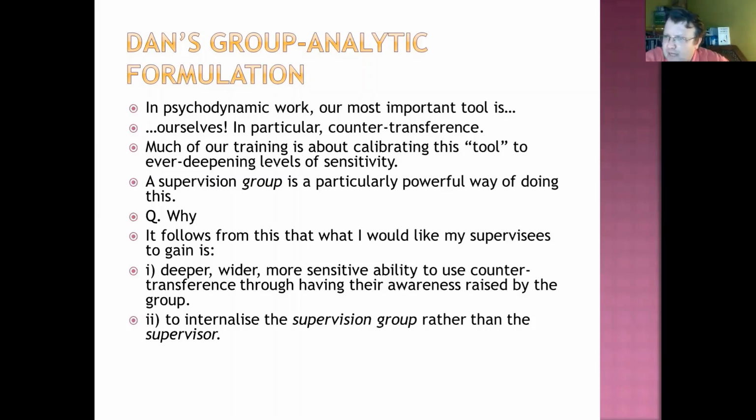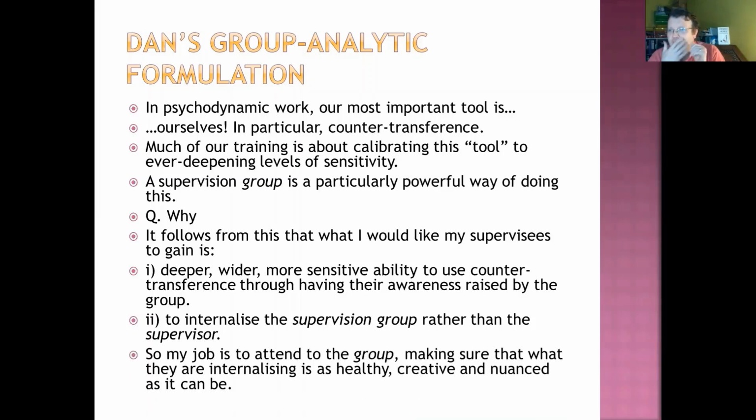Have I just done myself out of a job here? Well, I hope not, because my job is to attend to the group as a whole, making sure that what they're internalising is as healthy, creative and nuanced as it can be, because that's the thing they're going to be internalising and taking with them. And of course, sometimes that might mean me actually just sharing my countertransference, or a bit of theory, or a link between theory and practice, or an example of an intervention they made, some quite basic stuff, particularly with newer supervisors. I might need to put some of those things in. I'm not going to completely withhold from that, but by and large, it's the health of the group that I'm hoping to expand, because that's what I want them to be internalising.